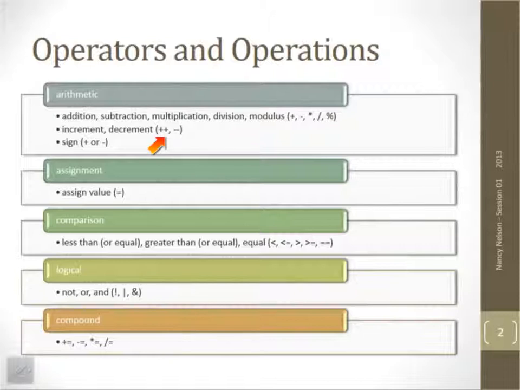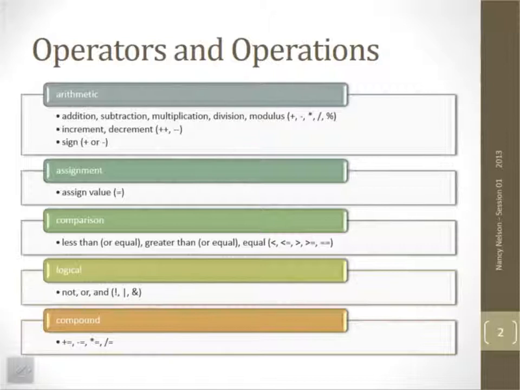Then we have 2 in C, two plus signs together, or 2 minus signs together, which mean increment or decrement a variable. And then we have a plus sign or a minus sign that would provide a sign. So in other words, make something -1 instead of 1.